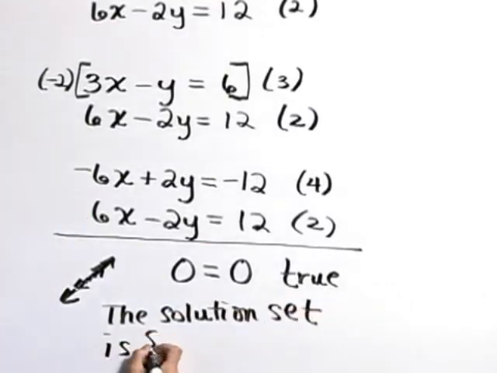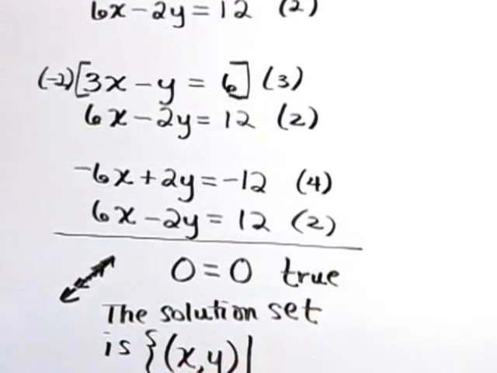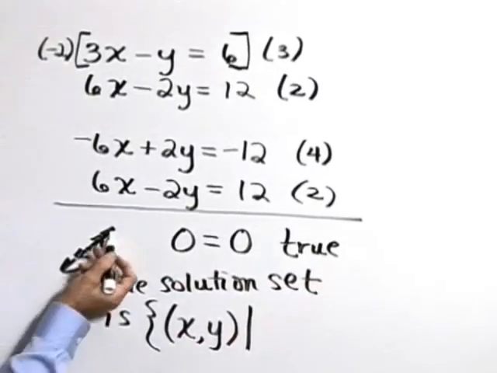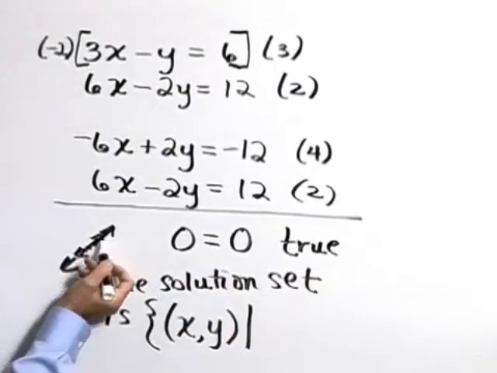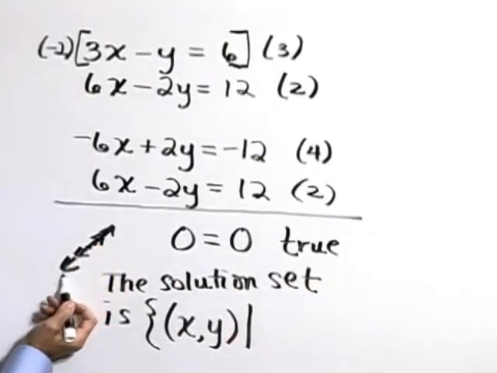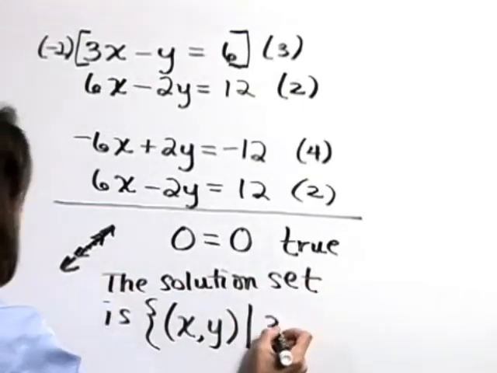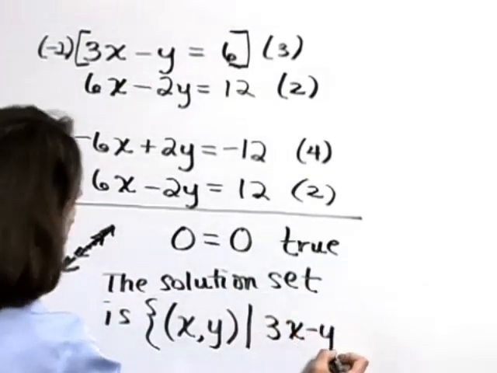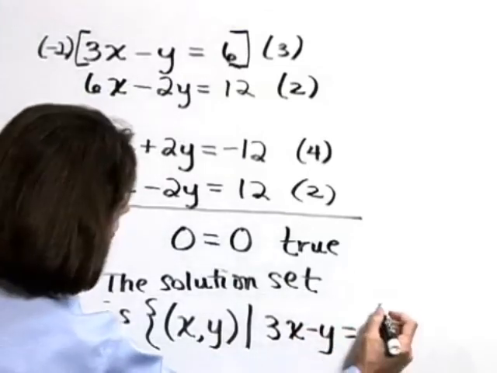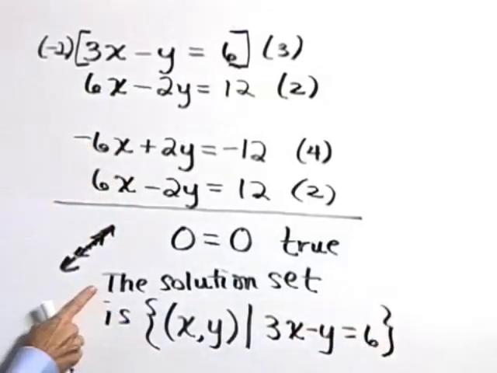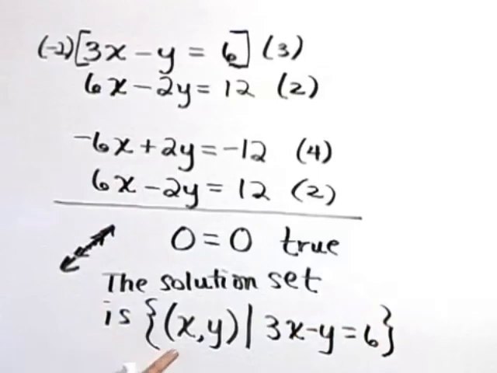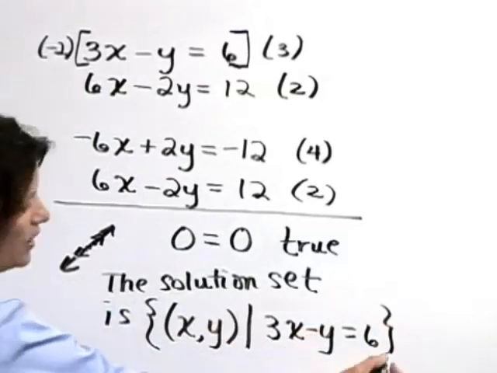is a set that consists of all points x, y, such that, now I can describe both of these lines using the same equation because they are indeed the same. And I'm going to choose equation 3 from above. 3x minus y is equal to 6. Let's go ahead and read that again. The solution set is all points x, y such that they satisfy the equation 3x minus y is equal to 6.